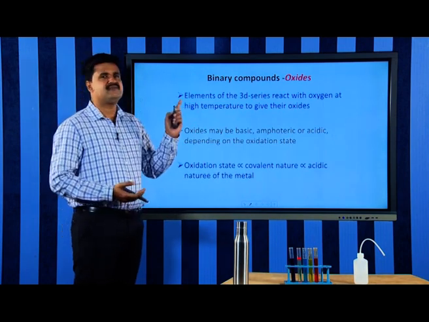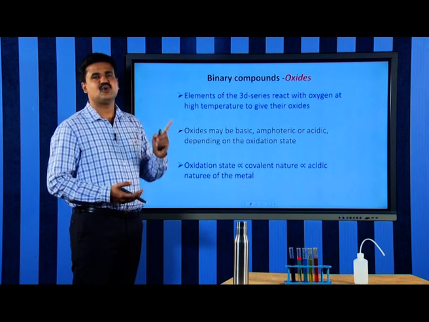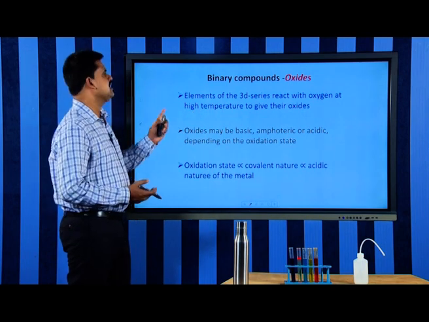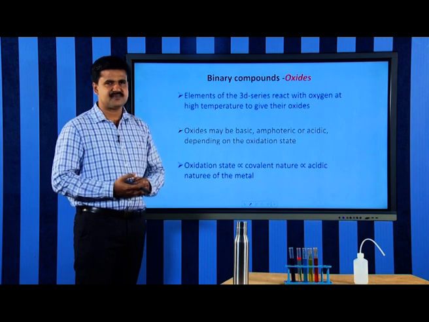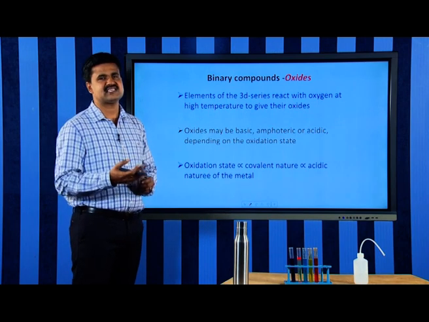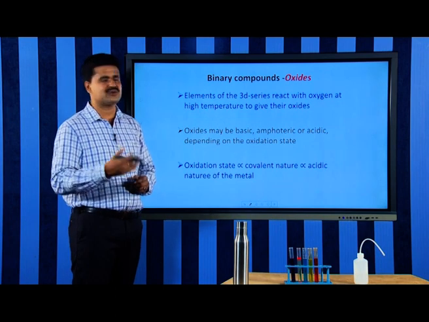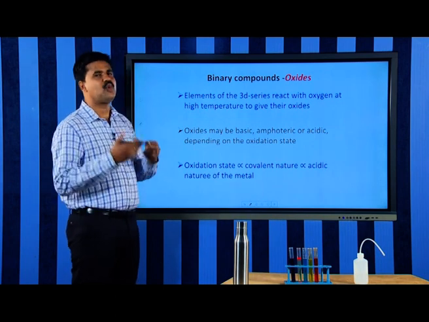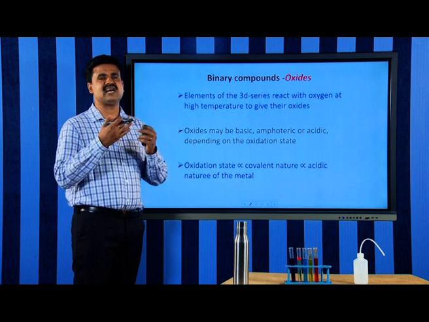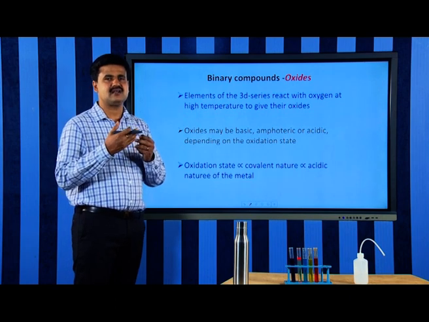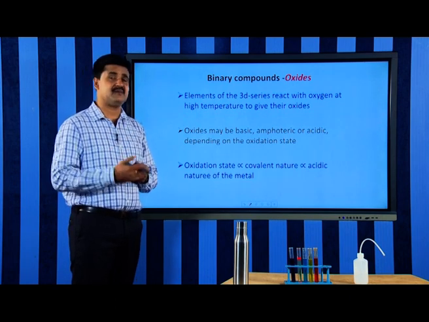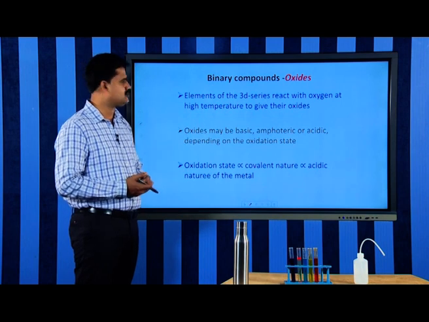Then we are focusing on the oxides first. Elements of the 3D series react with atmospheric oxygen to produce the binary compound oxide. This oxide formation, or reaction of the transition metal with oxygen, generally happens at a high temperature.